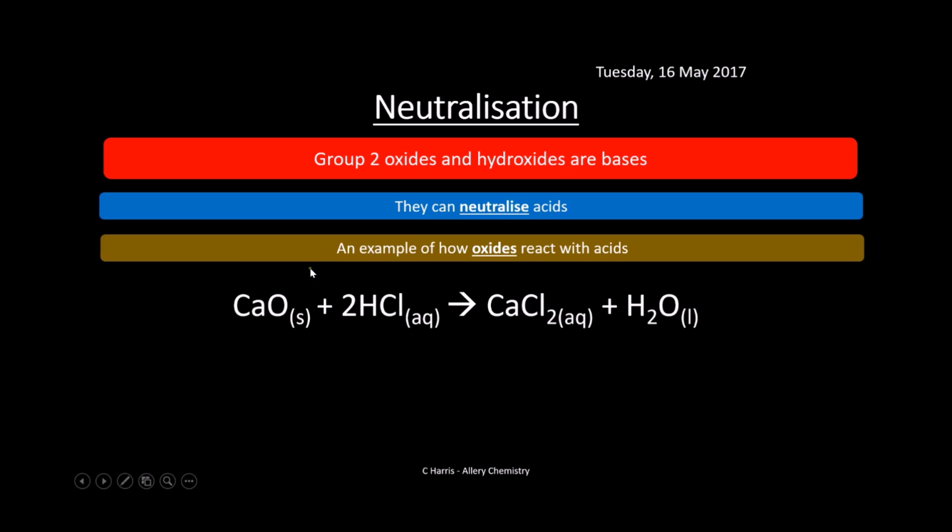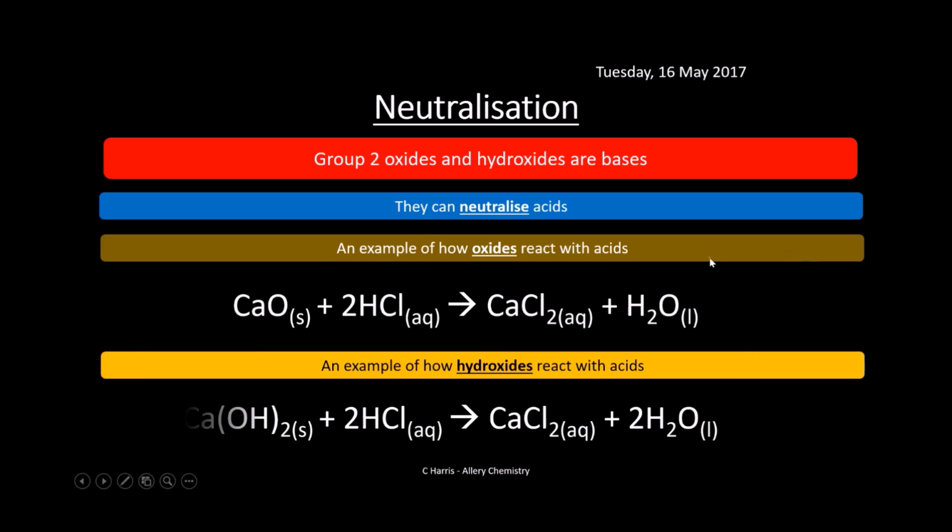There's nothing different here. You're just taking the metal and the non-metal from the acid and combining them together to form your salt, and you always produce water. So if you just remember that, acid plus base gives salt plus water, you should be fine. And it's exactly the same with hydroxides as well. Look, there's your base, there's your acid. Acid plus base gives salt plus water, okay?